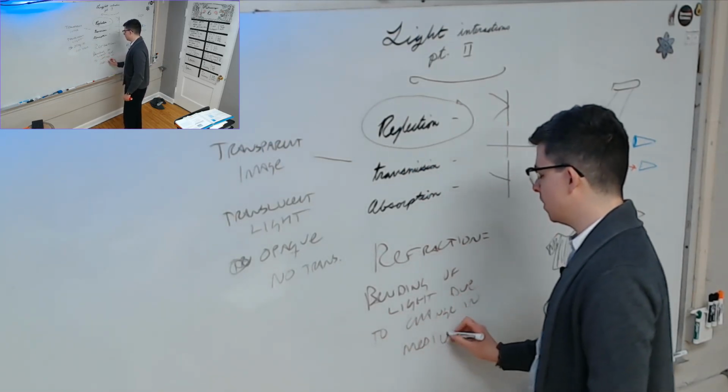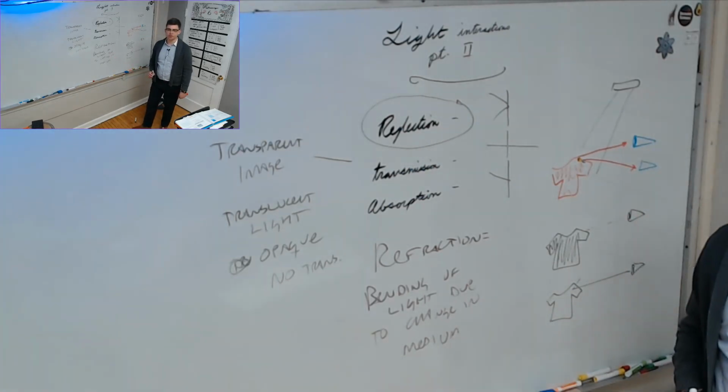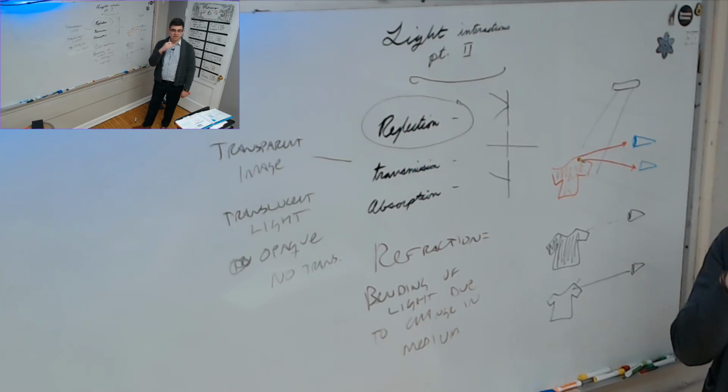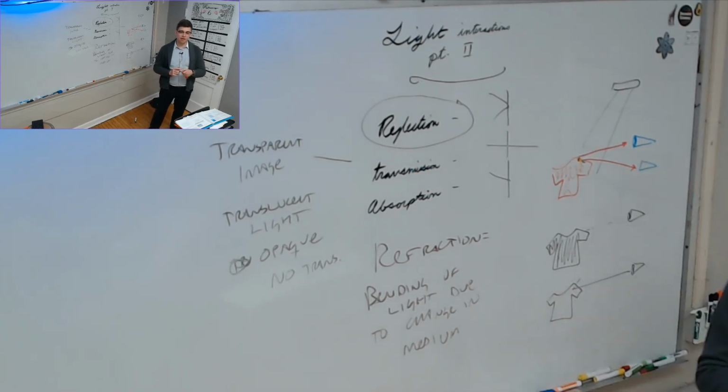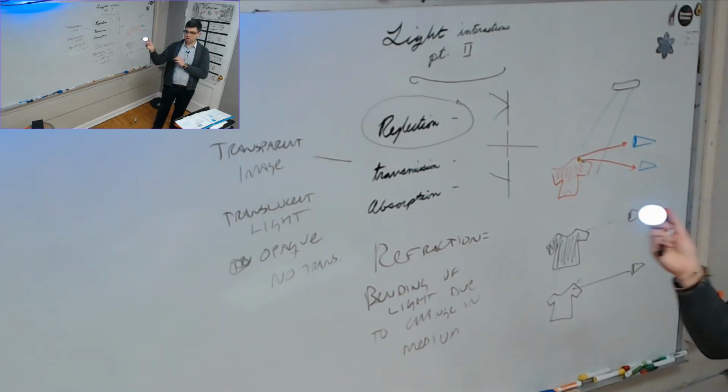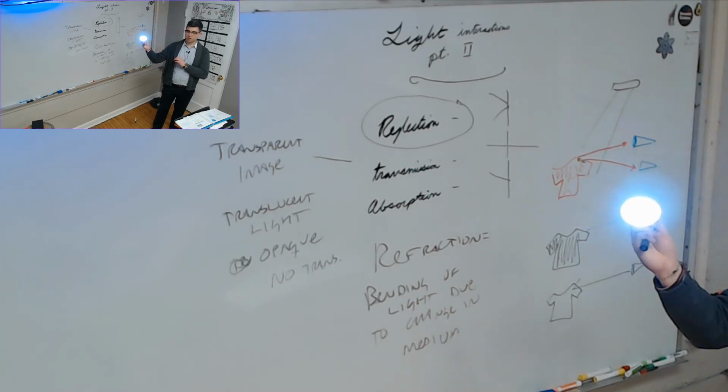But wait a minute, I thought light did not need a medium to travel through. That's right, light does not need a medium to travel through. Remember, sound needs a medium. Light does not need a medium. But can light travel through a medium? Yeah, it doesn't need a medium, but it can travel through a medium. How do you know? What's the light traveling through right now? Air. Yeah, it's traveling through the air. The air is not a vacuum.